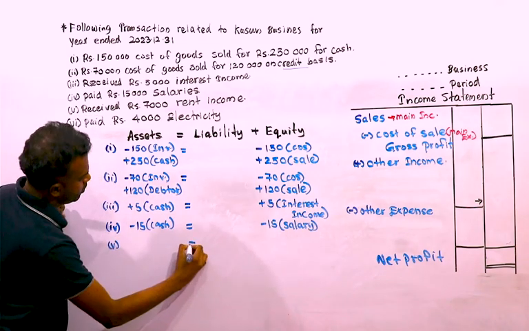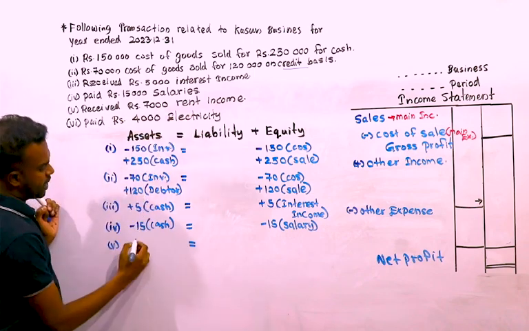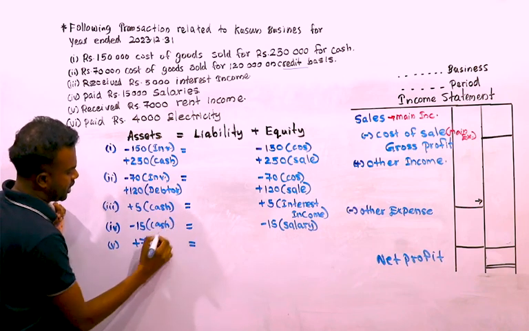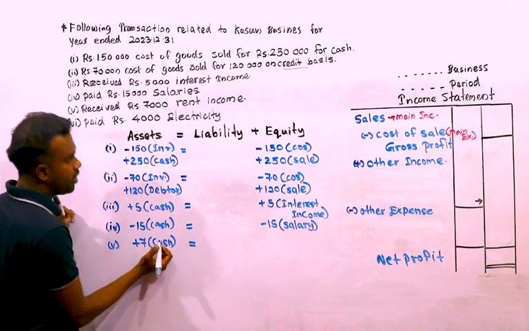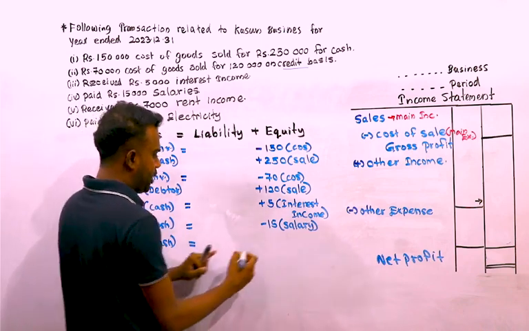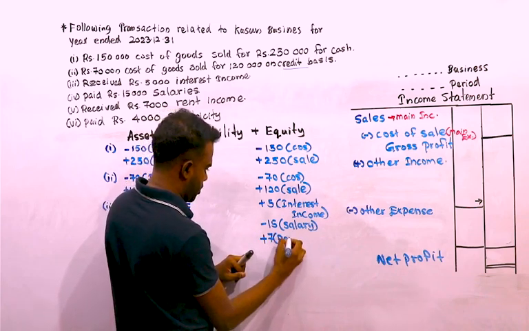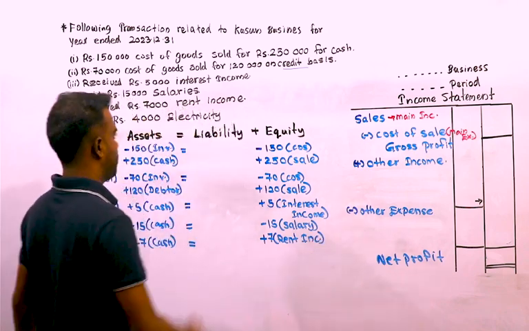Number 5. Received 7,000 rent income. Cash increases. Cash, write down the asset name. Don't write income here. Rent income, write down the income name here, but it will be an income for the business.